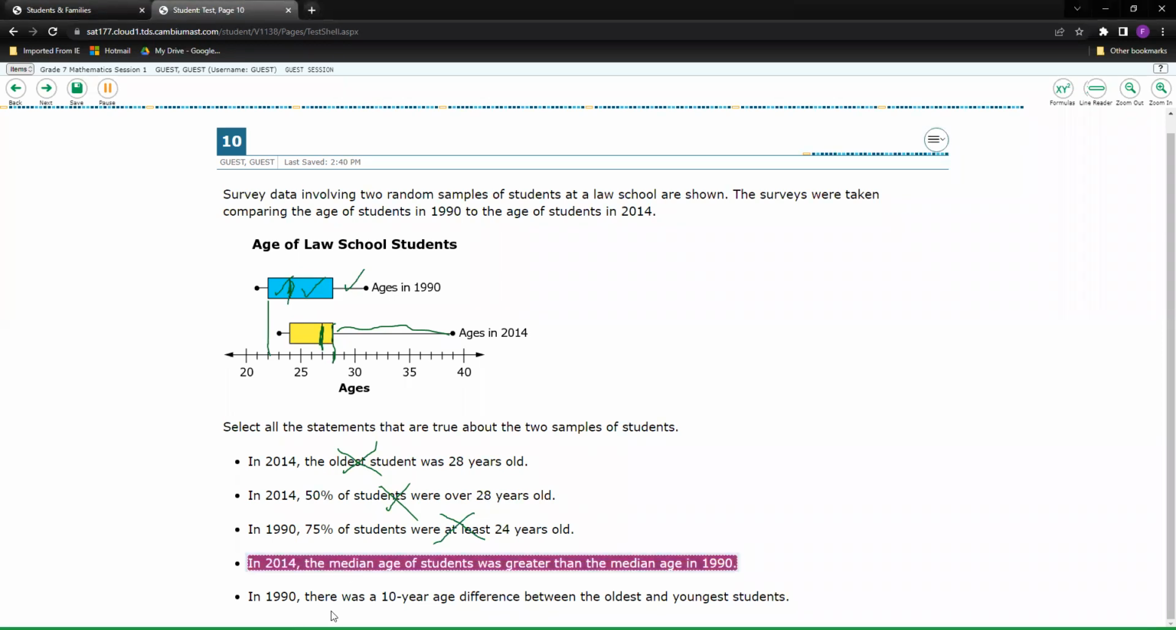And in 1990, there was a 10-year difference between the oldest and the youngest. So if I look at this point right here, that's 31. Am I looking at the right box? Yes, 1990. And then this other point right here, and I look at the value below, is 21. So it goes from 21, the blue box, to 31. So that is a 10-year difference. So those are your correct answers.